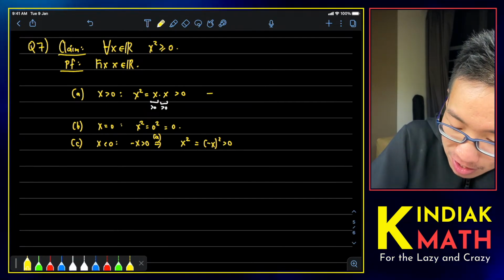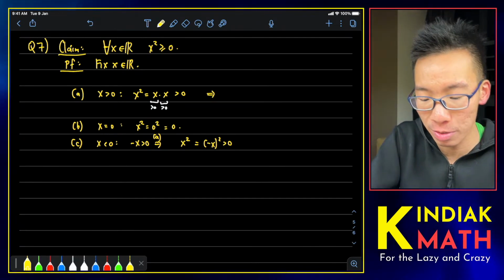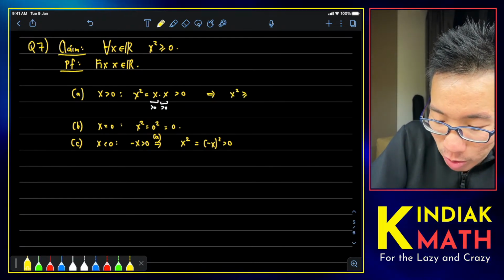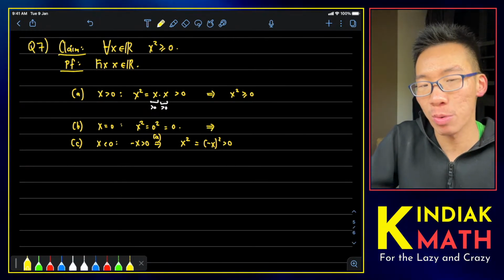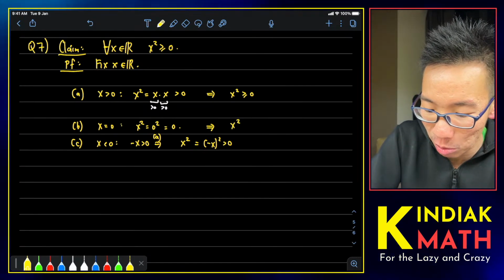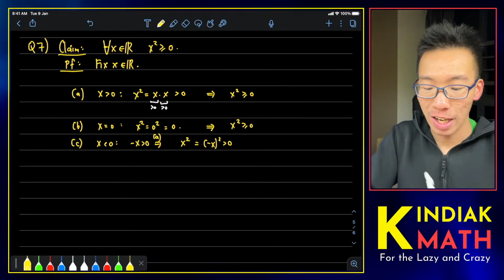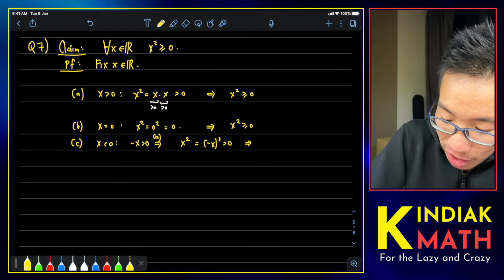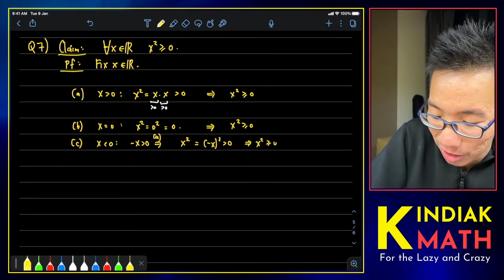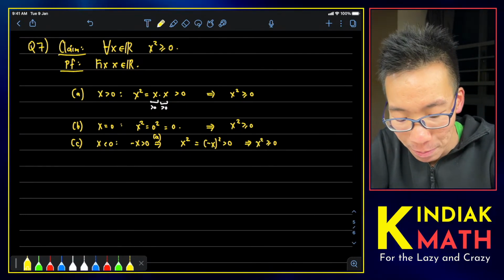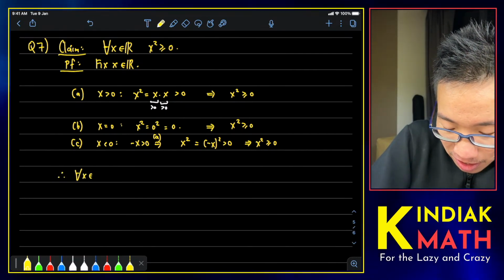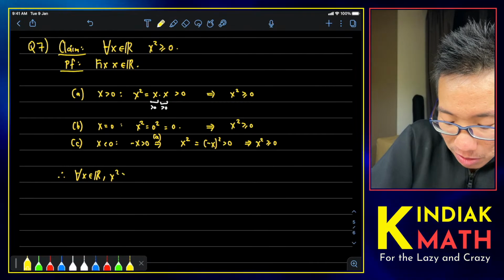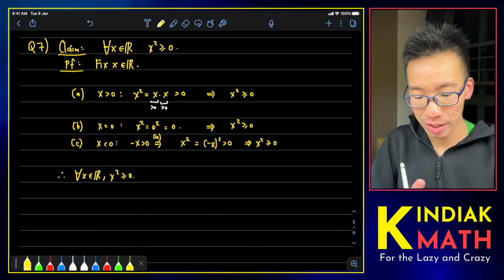So in the first situation, we get x squared being bigger than 0, which means that the weaker inequality is true. In the second case, we got x squared equals 0, which means that the weaker inequality is also true. In the third case, we have the strict inequality, which means that the weaker inequality is true as well. And therefore, we can conclude that for any x in R, x squared is bigger than or equal to 0.